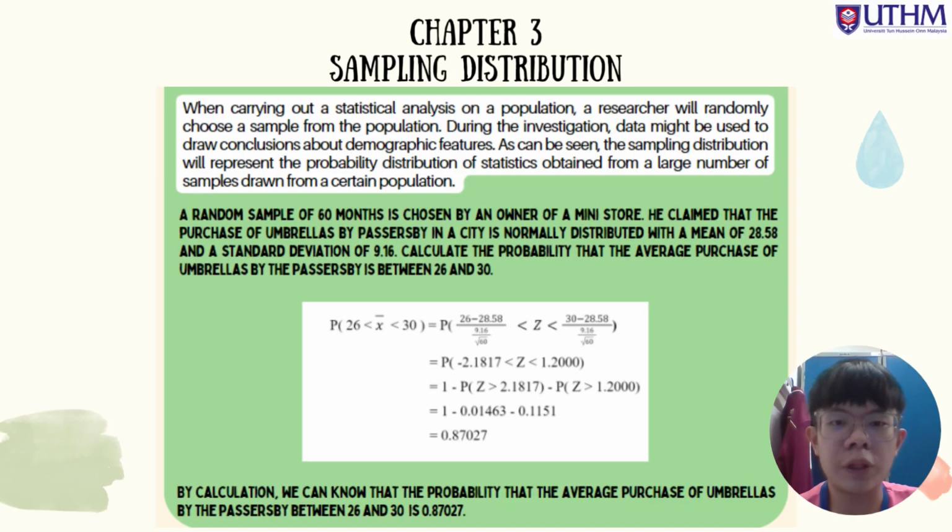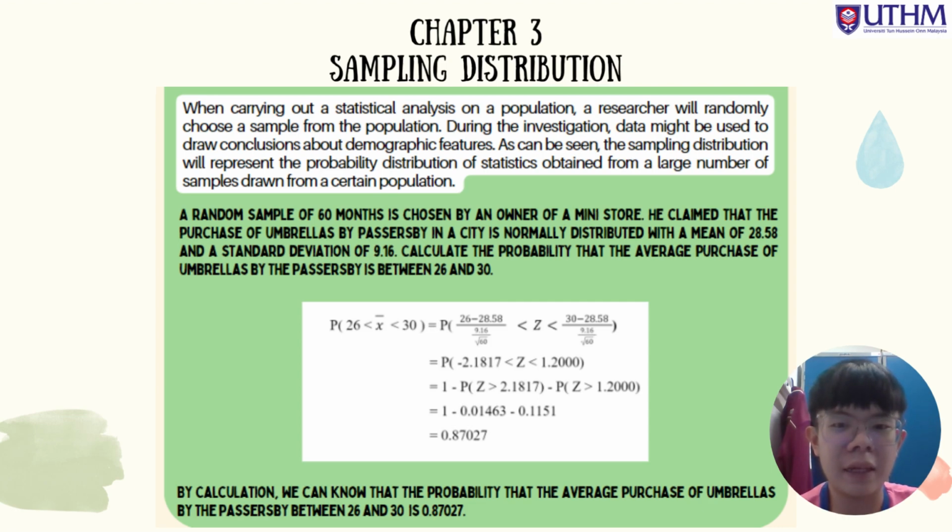Now I will continue the presentation for Chapter 3, which is sampling distribution. When carrying out a statistical analysis on a population, a researcher will randomly choose a sample from the population. During the investigation, data might be used to draw conclusions about demographic future. As can be seen, the sampling distribution will represent the probability distribution of statistics obtained from a large number of samples drawn from a certain population.